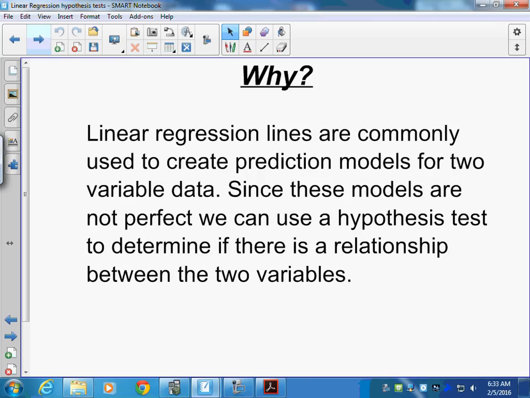So the question of why. Once again, linear regression lines are a common way to create prediction models for two-variable data. Since the models are not perfect, we can use the hypothesis test to determine if there is a relationship between the two variables or a no-relationship situation. This is connected to the correlation situation. Is it a strong positive relationship? Is it a positive relationship between the two variables, or a no relationship or negative relationship between the two variables?